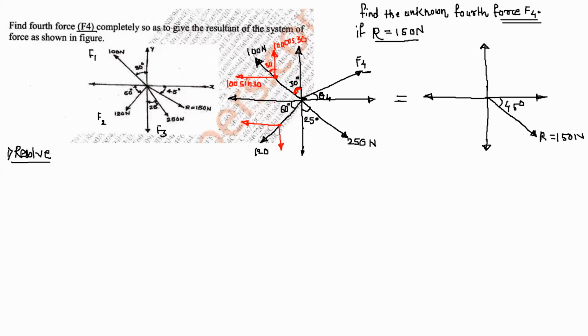Now here 60 degree is with respect to x axis. So this angle will be 60 degree. So x component will be 120 cos 60 and y component will be 120 sin 60. Then resolve this 250. Select any one point, observe the direction, draw this y component, draw the x component.